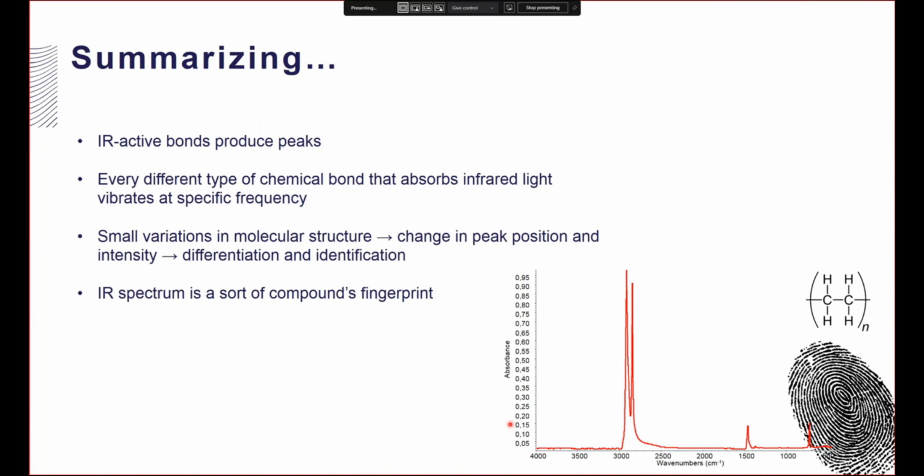So to summarize, there are some IR active bonds that produce peaks. Every different type of chemical bond that absorbs infrared light vibrates at a specific frequency. And small variations in the molecular structure can cause a change in the peak position and intensity, so we can differentiate and identify different molecules. So basically the infrared spectrum, which is this red line on the chart, is somehow a fingerprint of every molecule. In this case, it's a molecule of polyethylene, a very common polymer or plastic.